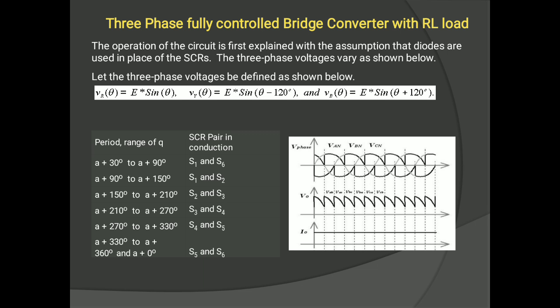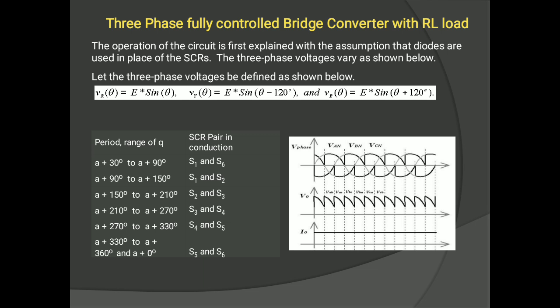Now it can be seen that the R phase voltage is the highest of the three phase voltages when theta is in the range from 30 degrees to 150 degrees. It can also be seen that the Y phase voltage is the highest when theta is in the range from 150 to 270 degrees, and the B phase voltage is the highest when theta is in the range from 270 degrees to 390 degrees, or 30 degrees in the next cycle.